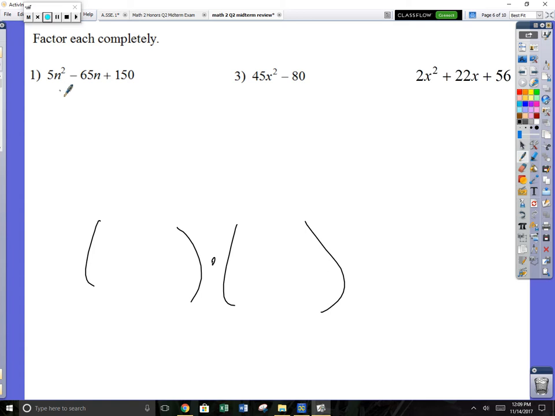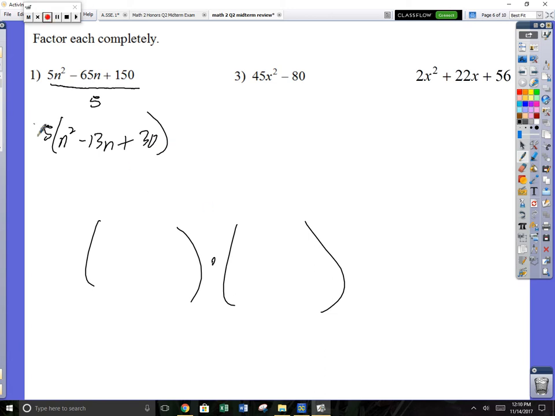First thing you do, always try and shrink it down. Divide each of these 3 by the greatest common factor. So the greatest amount you can, divide them all by 5. So it's going to be 5 times n squared minus 13n plus, if you do 150 divided by 5, 30.